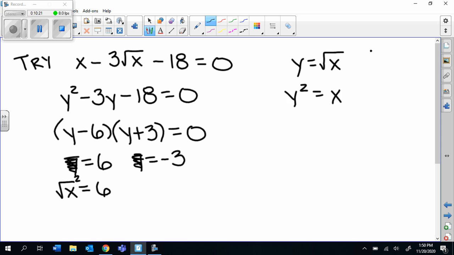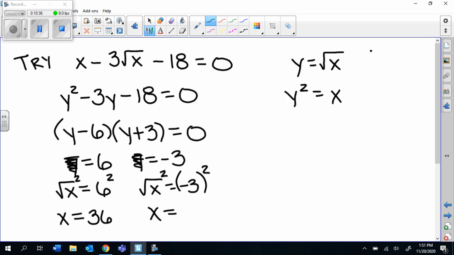Square both sides. You get x equals 36. Square both sides here. Square root of x equals -3. I wouldn't anticipate this one working. Don't forget to square with that negative in the parentheses. X equals 9. I'm going to check the 9 here.